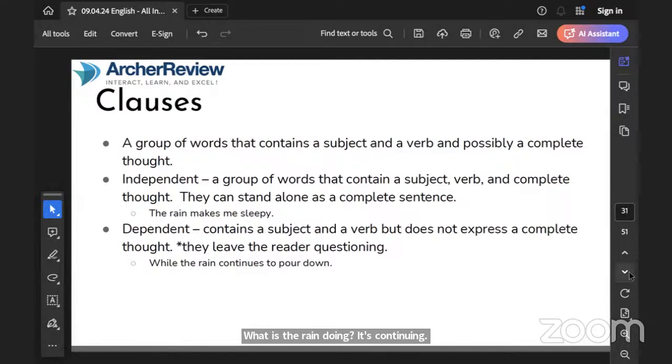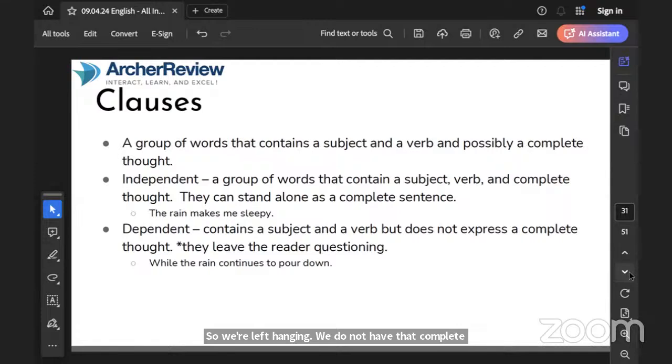However, if I look at it in terms of does it express a complete thought, while the rain continues to pour down. Well, what about while the rain continues to pour down? What's going on? Is my laundry getting soaked outside on the clothesline? Are my car windows open? So what's going on while it's raining? So we're left hanging. We do not have that complete thought.